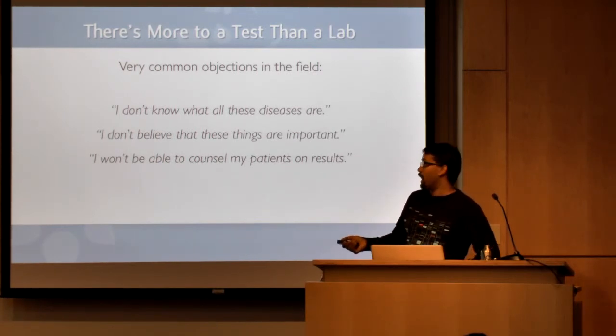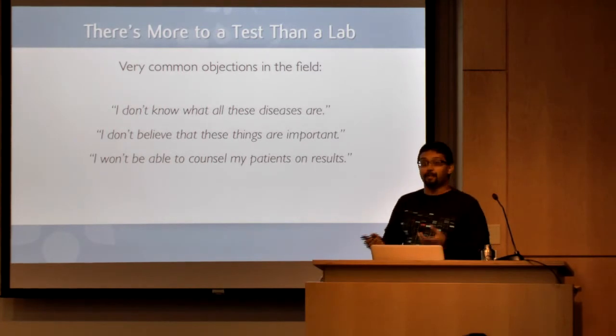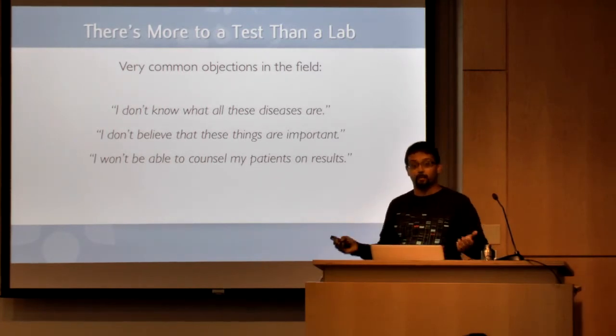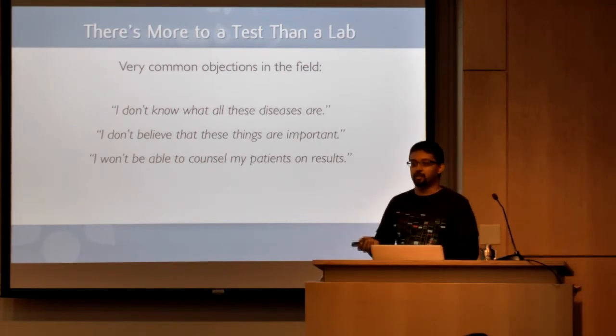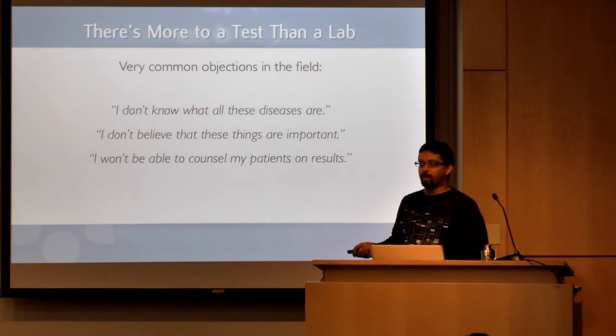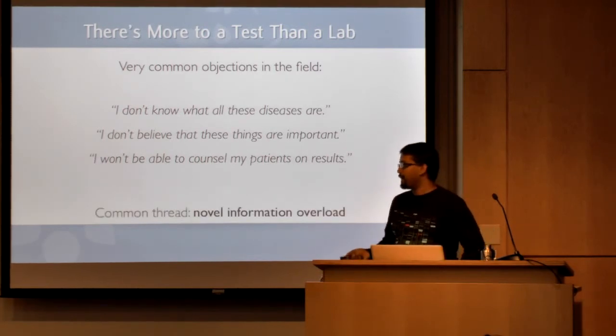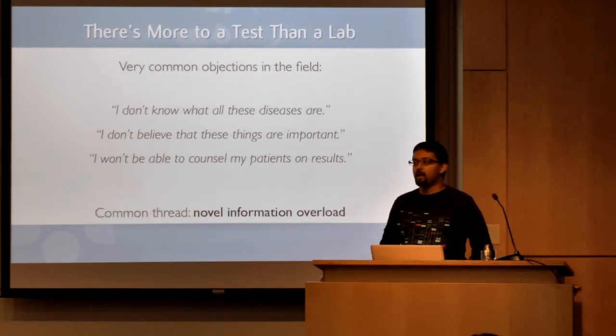For example, many of the diseases might be individually rare, but when you scale them over a large population, they're actually collectively common and cost a lot. Or, I don't know what all these diseases are? Well, I can just give you a genetics textbook. But really, there's an underlying problem here, right? It's novel information overload. Most doctors aren't trained in genetics. Almost no patients will be trained in genetics. And there's no reason that we should expect that they ought to be, right?